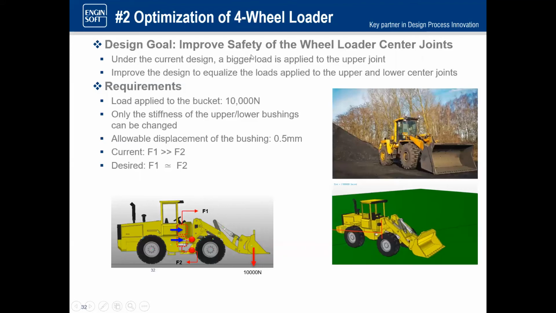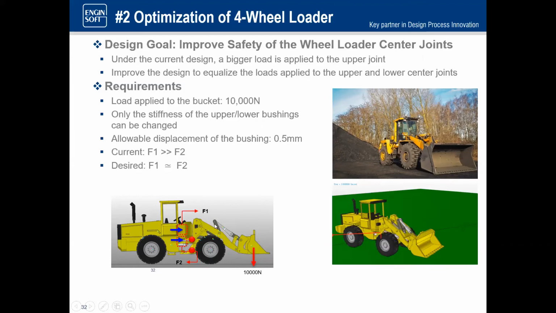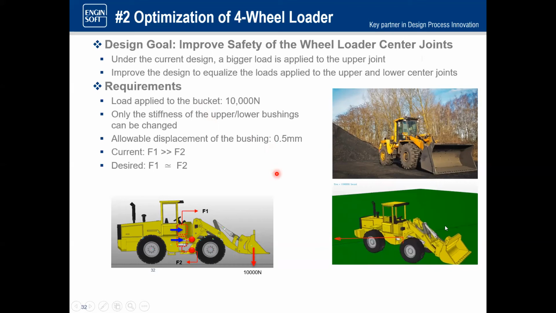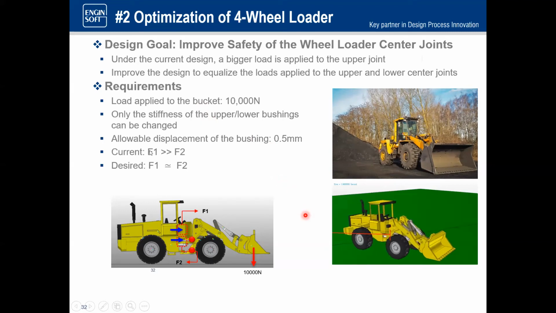Okay, now we're going to look at the second example. It's a four-wheel drive loader. We're looking at the hinge joints here in the center, and we're going to apply a load of 10,000 newtons at the bucket. But we're only going to allow the stiffnesses in the 6 degrees of freedom of the joints to change. So here we see the loader in operation. It's just accelerating to a certain speed.